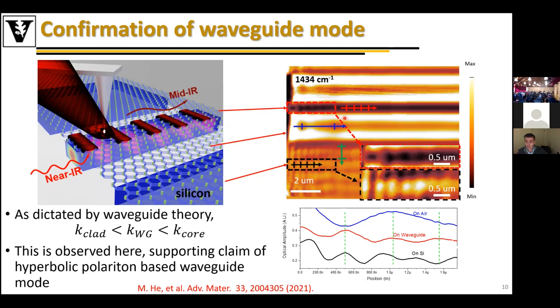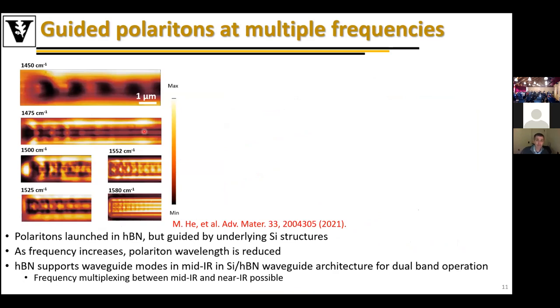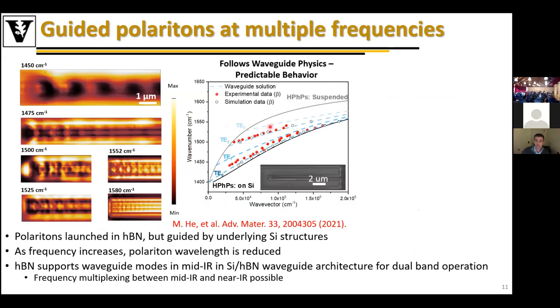And as would be anticipated for a waveguide mode, if we look at the polariton propagating over the waveguide, we see something between that of the cladding and the core, giving rise to something that looks like a waveguide mode, something in between. If we then map out the frequency dependence of this, we can then validate that this follows the analytical anticipated behavior for waveguide physics, observing that we see two principal modes, the zeroth and the second order even field distributions for the waveguide mode.